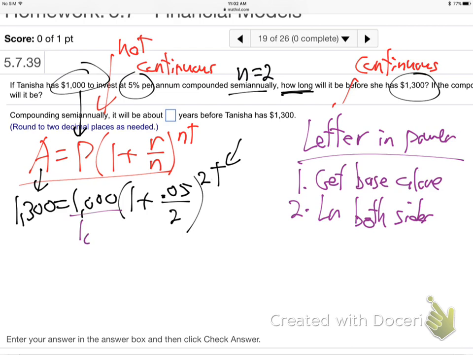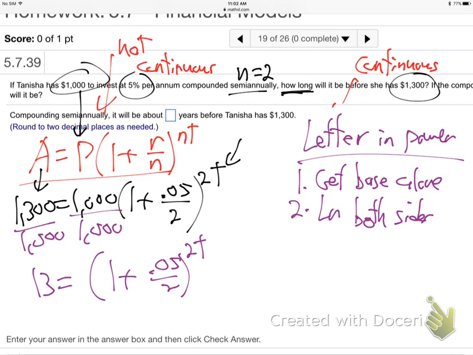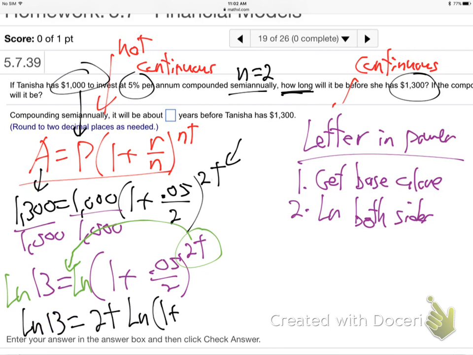All right. So first divide off that 1,000. Divide off that 1,000. That's just 1.3 then, equals (1 plus 0.05 over 2) to the 2t. And then you ln both sides. And the whole power is dethroned, comes out of power, comes down to the base level. That's the big, very helpful step. So ln 1.3 is 2t times ln of (1 plus 0.05 over 2). Everybody good to there?